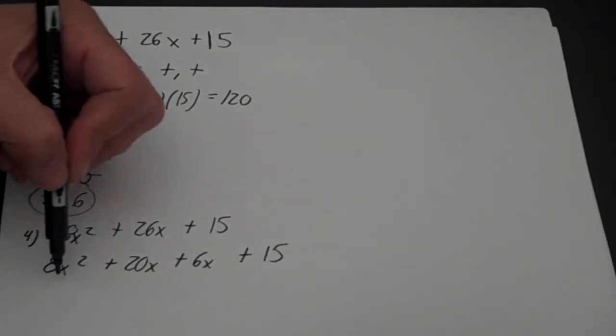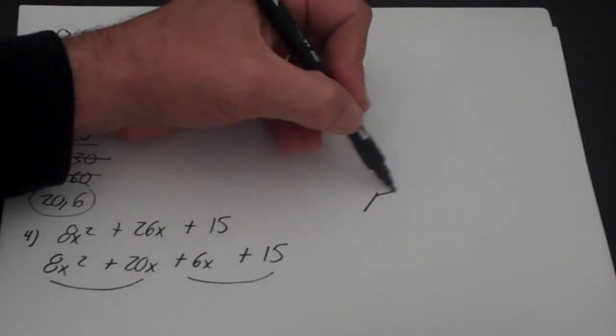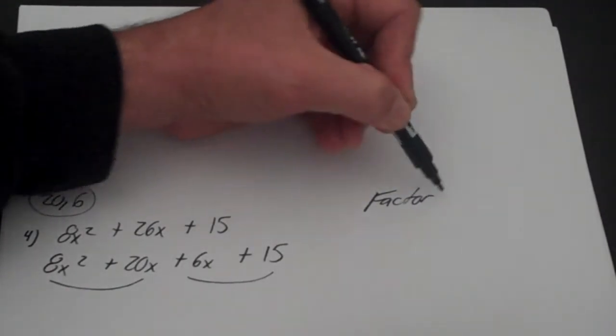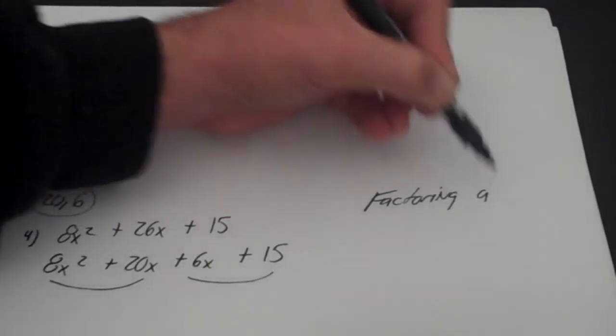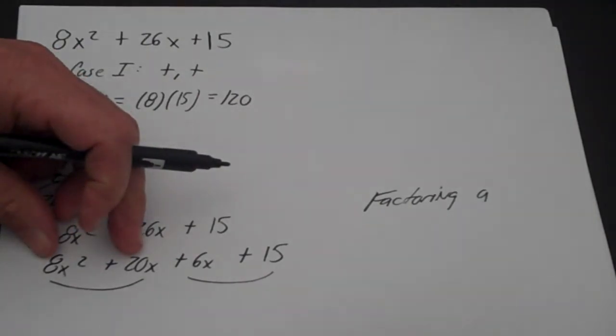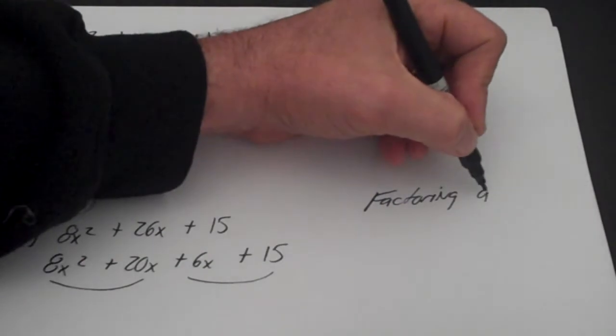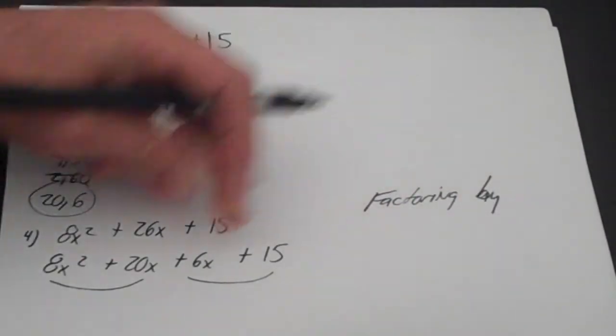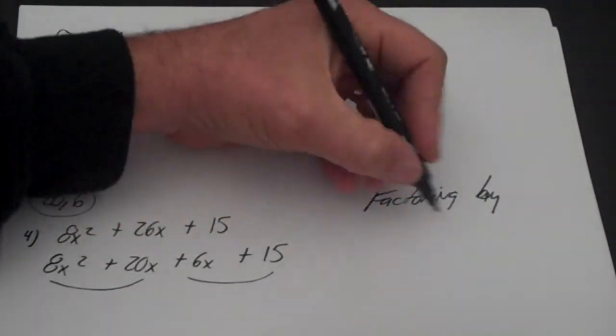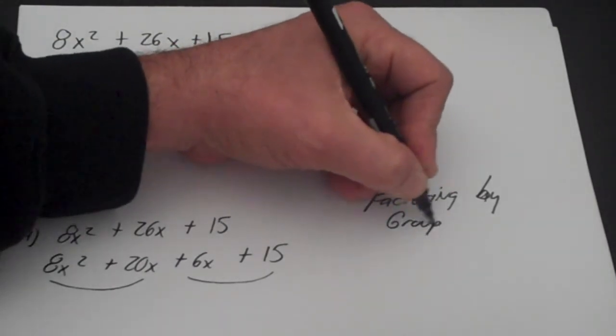Now you do what's called factoring by grouping. What factoring by grouping is, you group these two terms together and these two terms together, and you try to figure out what each pair of terms have in common. That's factoring by grouping.